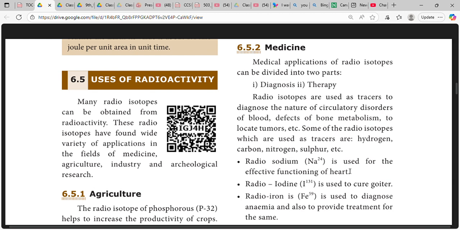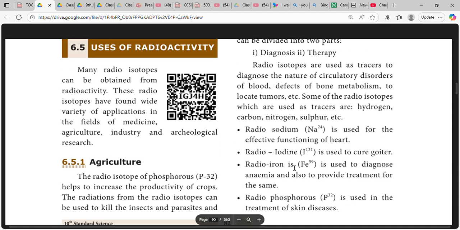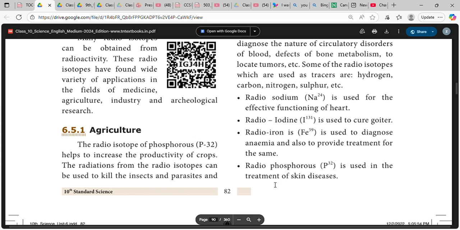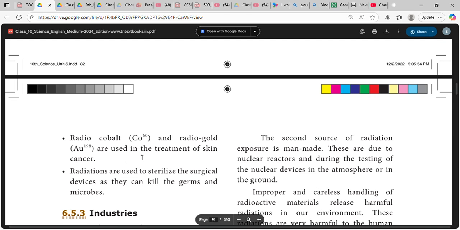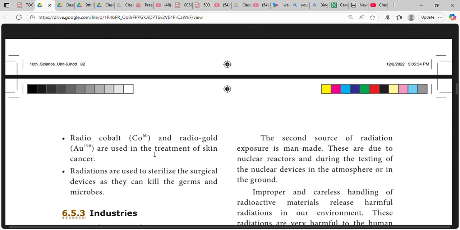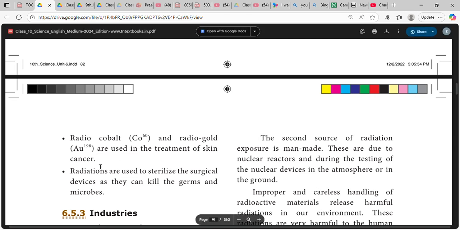Radiosodium Na24 is used for the effective functioning of the heart. Radioiodine I131 is used to cure goiter. Radioiron Fe59 is used to diagnose anemia and also to provide treatment for the same. Radiophosphorus P32 is used in the treatment of skin diseases. Radiocobalt Co60 and radiogold Au198 are used in the treatment of skin cancer.